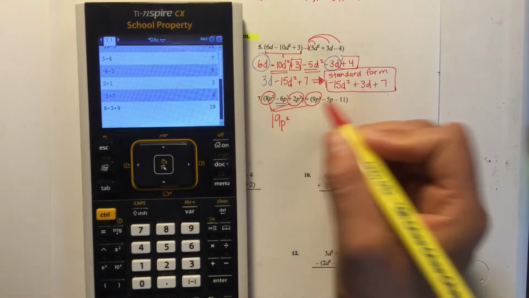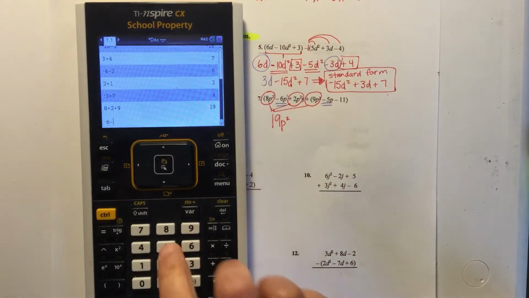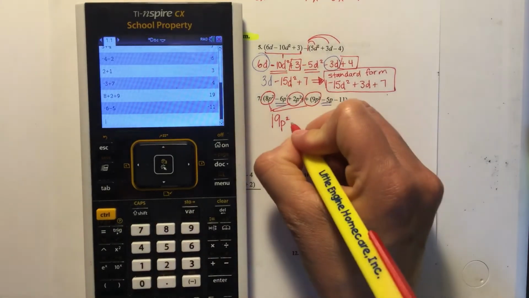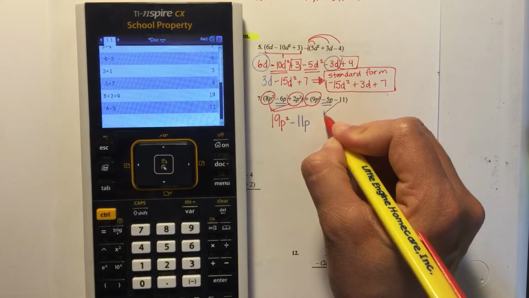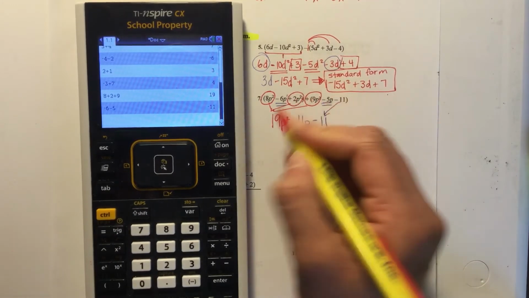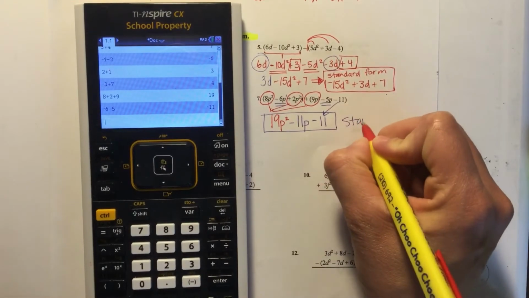Now you combine anything that has a variable with p, exponent 1. So negative 6p minus 5p, so negative 6 minus 5, negative 11p. Last, you bring down the minus 11 because there's no like terms with it. And that's already in standard form.